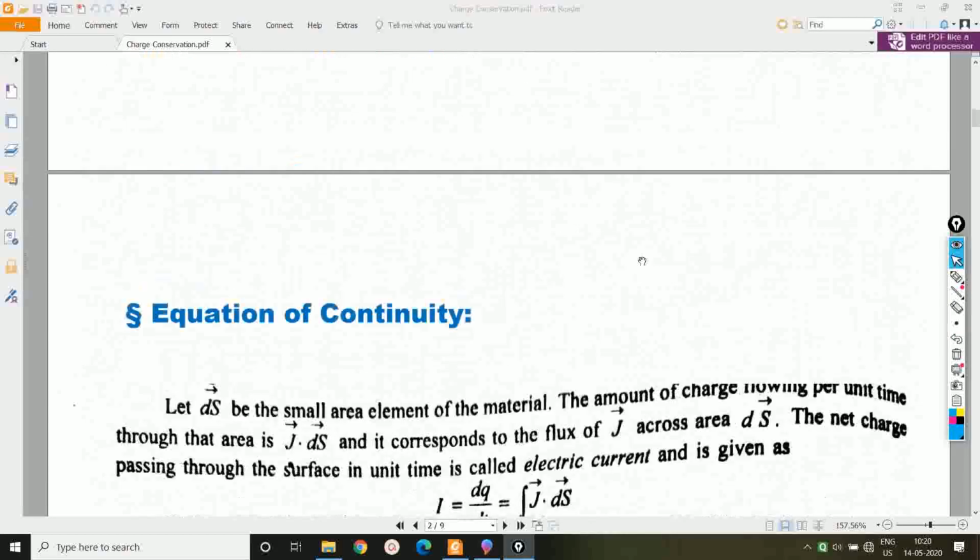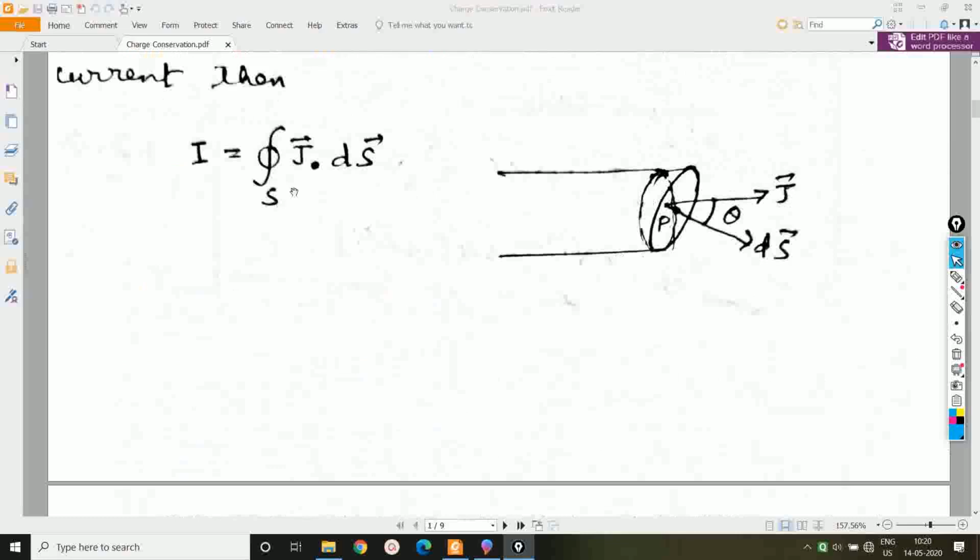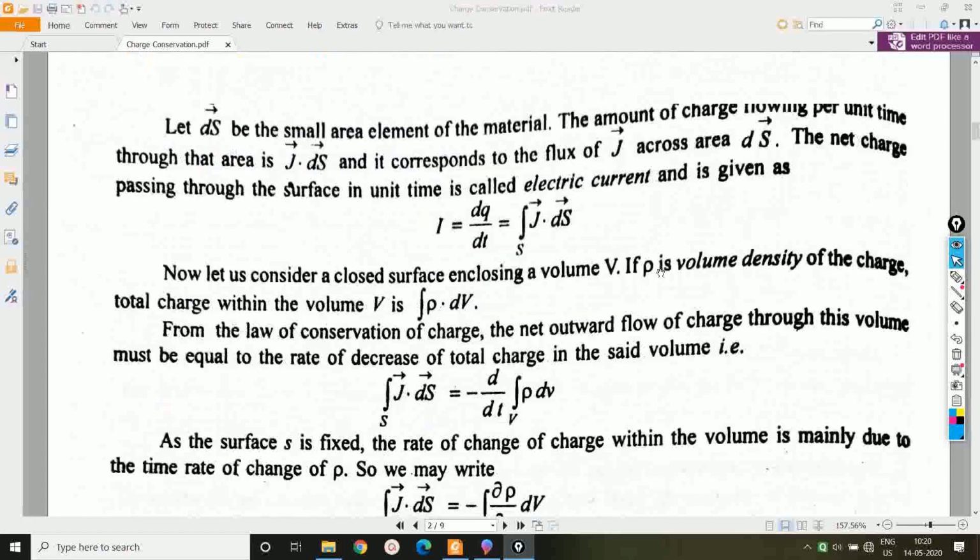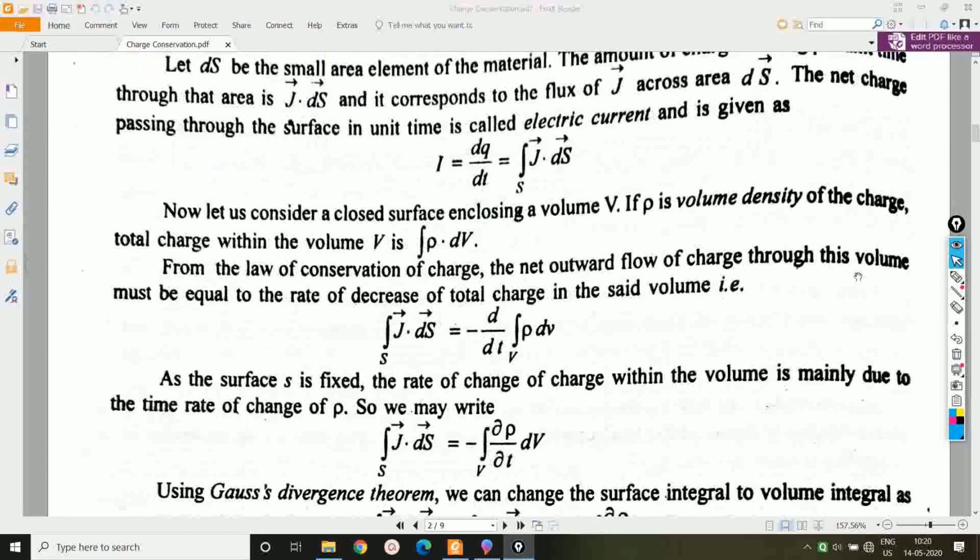That is, your current will be the surface integral of J dot ds over the entire surface. So current I is equal to the integral of J dot ds for this surface, for which I have already shown you the drawing. Again, how can you represent current? Current is simply the integration of this rho dv and its time derivative.